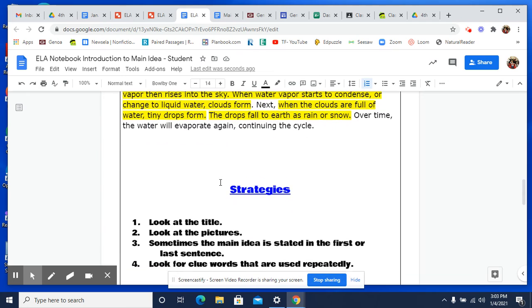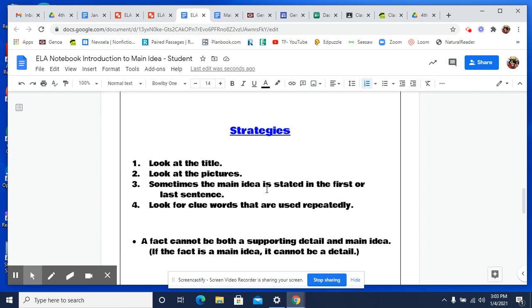Okay, let's go over some of these strategies. This is to help you find the main idea. And actually, these first ones are just to help you figure out the topic. Okay, so the topic, if you're trying to figure out what the topic is of your passage or your selection or your article or whatever you're reading, look at the title. The title many times gives you the topic. Look at the pictures. Sometimes they have pictures. The pictures will show you what the topic is.